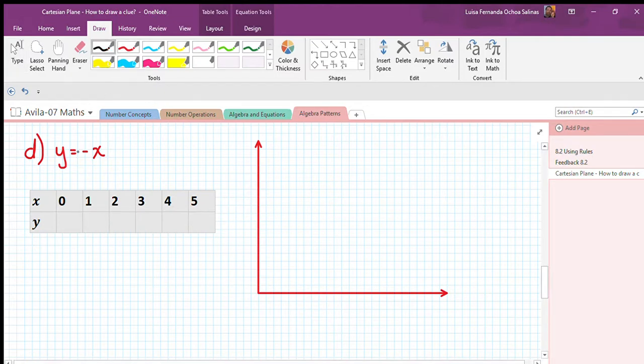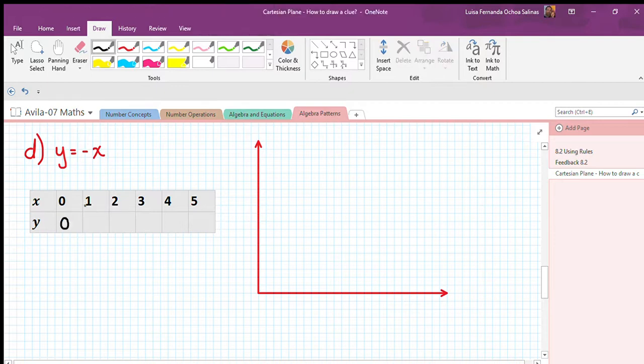Okay, girls, so this rule, y equals negative x. The difference with the following rules that we're going to have is this negative x that we have here. With this negative x, what we have to think is what is happening to the y. If x is equal to 0, y will still be 0, because negative 0, we never write negative 0, we write just 0. Agree?